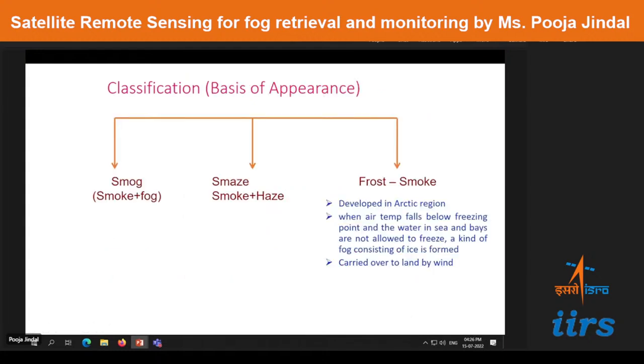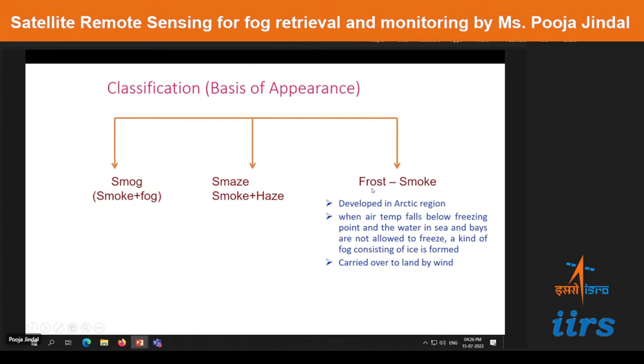Then the classification based on appearance. Depending on the appearance, we again have 3 types of fog. First is the smog, which is smoke plus fog, a mixture of smoke and fog. Then comes the smaze. Smaze is a mixture of smoke and haze. Then there is frost smoke. As the name suggests, frost means something which is directly converting from vapor to ice, not going through the liquid phase.